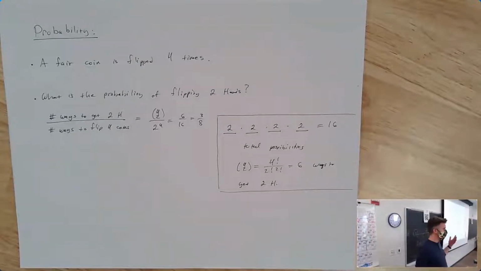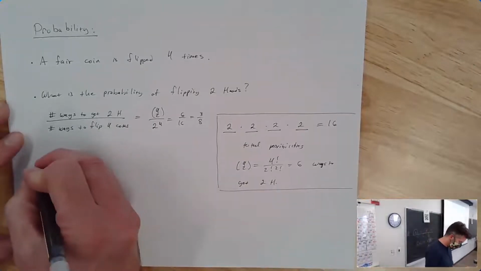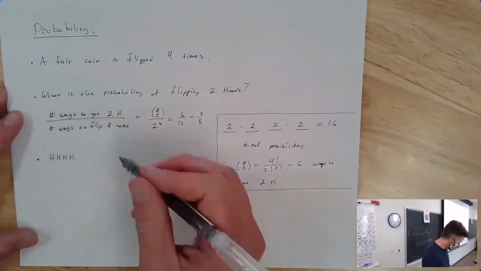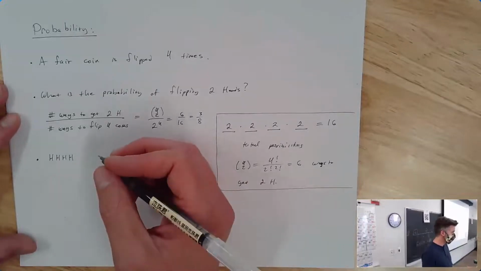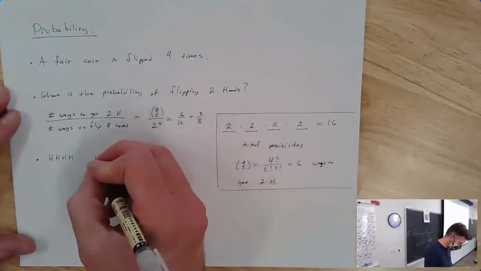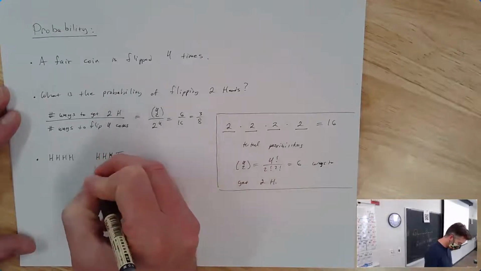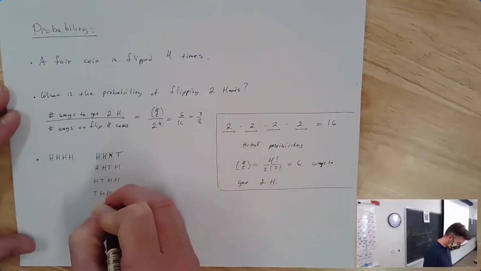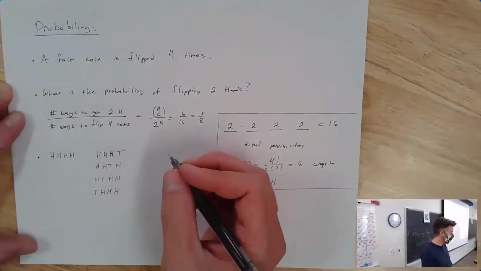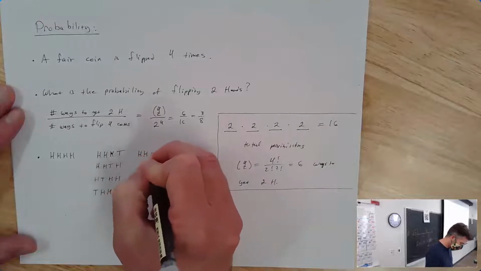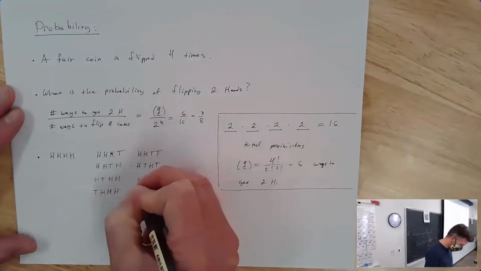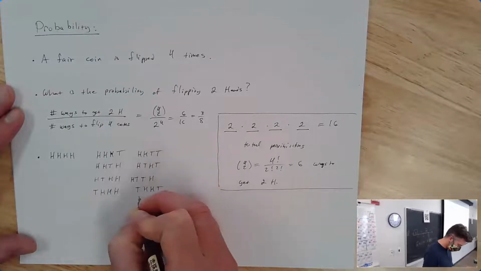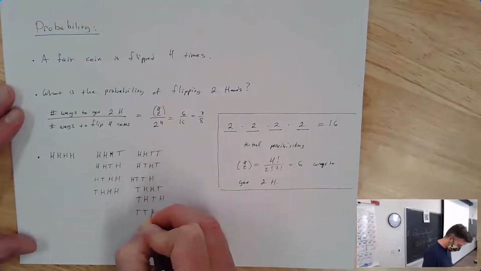But we could have also listed the entire sample space, which would have been, well, there's 1 way of getting 4 heads. There's 4 choose 3 ways of getting 3 heads. You can get heads, heads, heads, tails, or heads, heads, tails, heads, or heads, tails, heads, heads, or tails, heads, heads, heads. And then there's going to be 6 ways of getting 2 heads and 2 tails. Heads, heads, tails, tails, or heads, tails, heads, tails, or heads, tails, tails, heads, and then tails, heads, heads, tails, or tails, heads, tails, heads, or tails, tails, heads, heads.